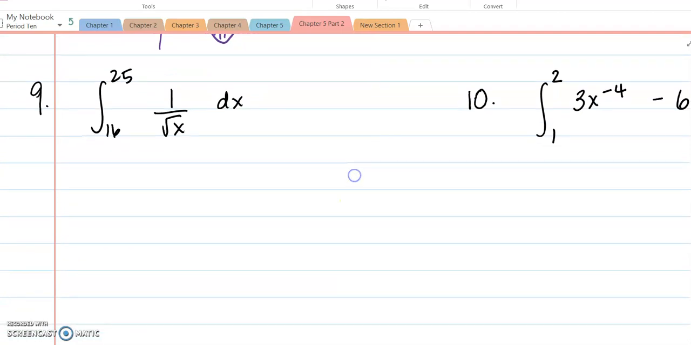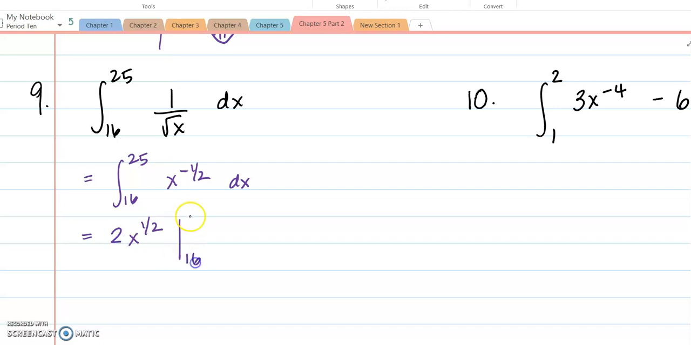And the last problem, I'm going to take a second and rewrite as x to the -1/2, and now use the power rule for antiderivative. So I'm going to add 1, so it's x to the 1/2, divided by 1/2, which is the same as multiplying by 2. And then you evaluate from 16 to 25.